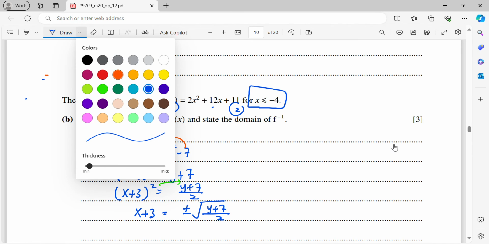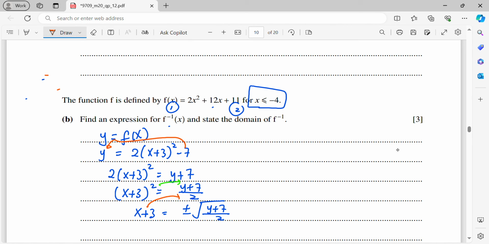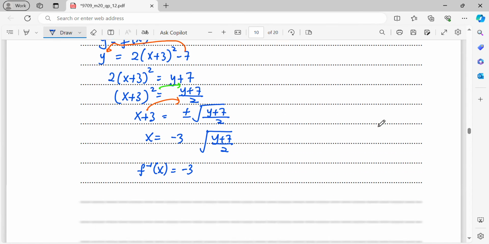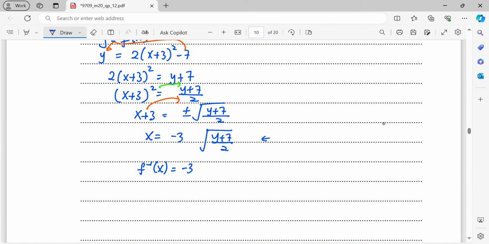Followed by last step, which is to move the plus 3 to the other side. That means this is going to be x equals to minus 3. Now, do not write the plus minus. So at this moment, you just copy the rest first. Because we know that the x will be replaced by f inverse. Then the y in the previous step will be replaced by x.